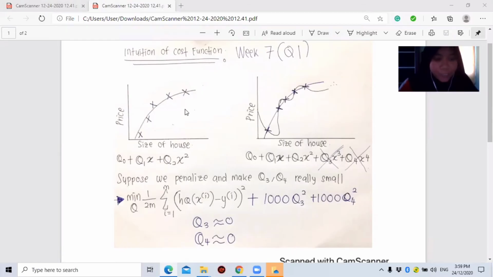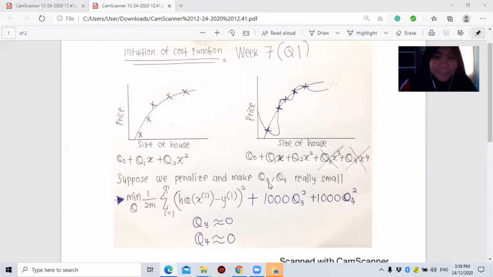Hi, I am Wani. I want to show you the main equation behind how regularization works. Now, if we fit a quadratic function to this data, it gives us a pretty good fit to the data. Then if we fit an overly high order degree polynomial, we end up with a curve that may fit the training set very well but overfits the data.